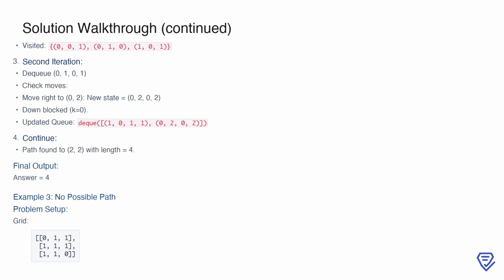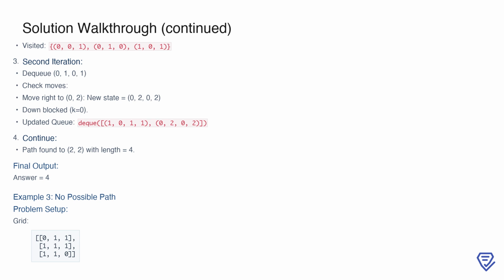Continuing the BFS process, we dequeue (0, 1, 0, 1) next. From this position, moving right to (0, 2) leads to the state (0, 2, 0, 2), which is added to the queue and visited. However, attempting to move down from (0, 1) is blocked because the cell contains an obstacle and k is already 0, meaning no more eliminations are available. The queue is now updated with the states (1, 0, 1, 1) and (0, 2, 0, 2). This process continues, exploring all valid moves and updating the queue and visited set as needed.